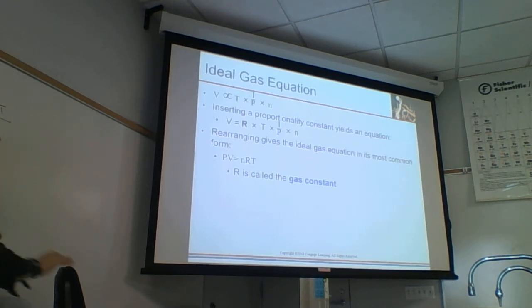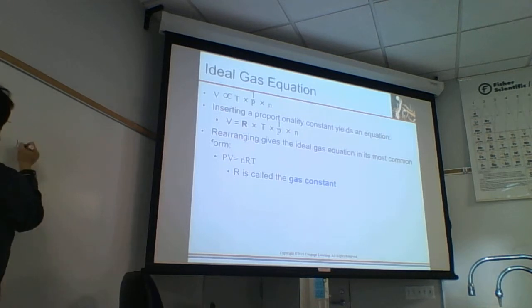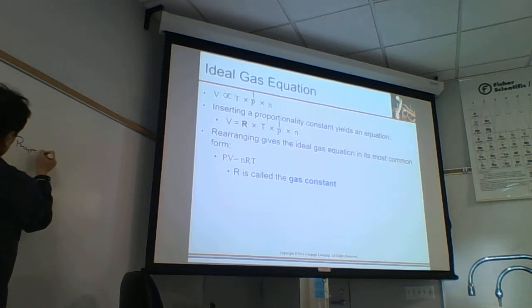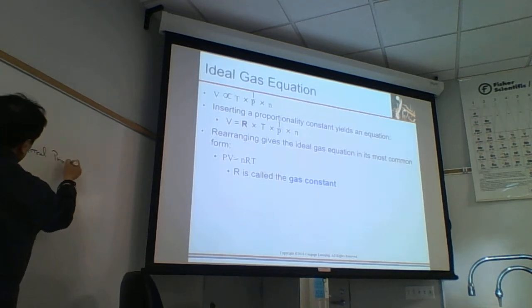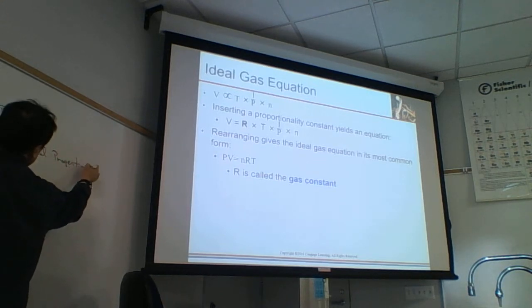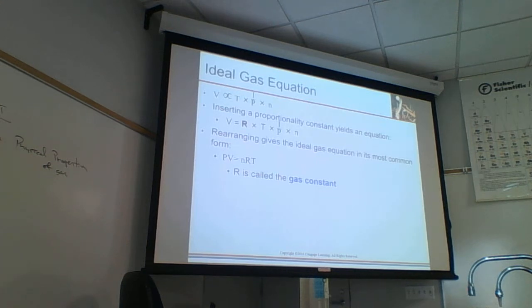This just describes the physical characteristics of the gas. In other words, the physical properties of things like pressure, volume, n is the number of moles, R is called the gas constant.